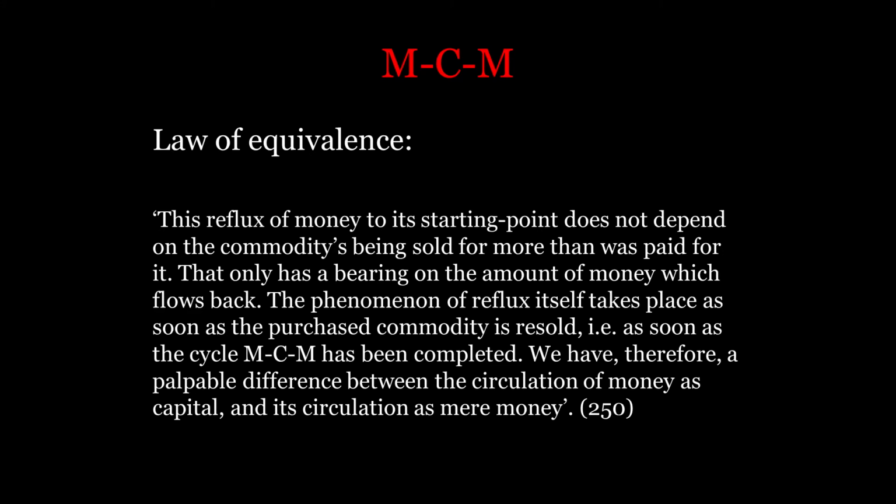So what Marx does in Capital Volume 1 is that he presupposes what he calls the law of equivalence, and I'll get back to that in a minute. I'll just read this quotation first. This reflux of money to its starting point does not depend on the commodities being sold for more than was paid for them. That only has a bearing on the amount of money which flows back. The phenomenon of reflux itself takes place as soon as the purchased commodity is resold, i.e. as soon as the cycle M-C-M has been completed. We have, therefore, a palpable difference between the circulation of money as capital and its circulation as mere money.